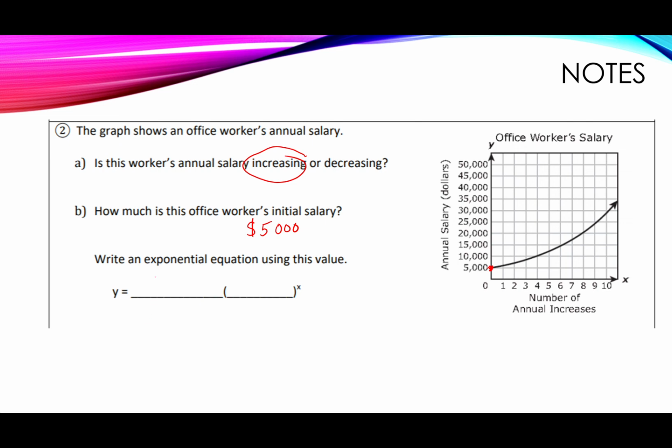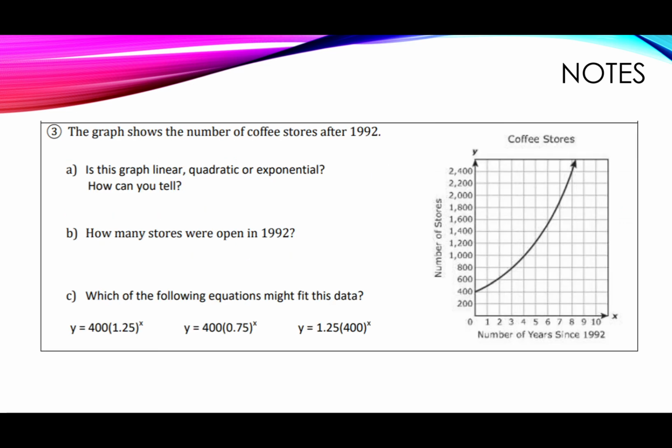And so then they want us to write an exponential equation using this value. Well, it's 5,000. Well, that's 50,000. Okay. And then I'm going to actually teach you how to do this tomorrow using our calculators. All right. So we're not going to complete that today.